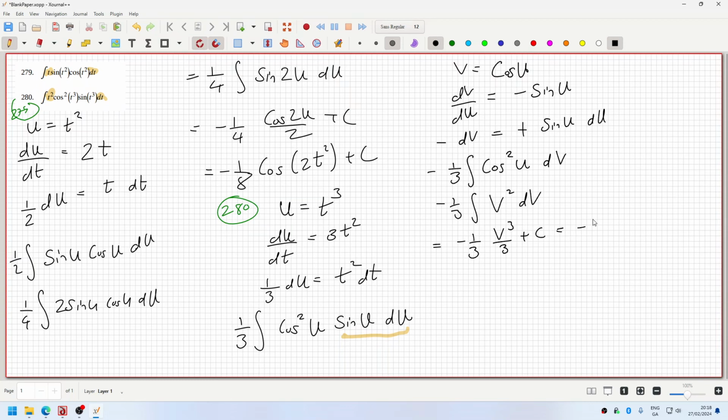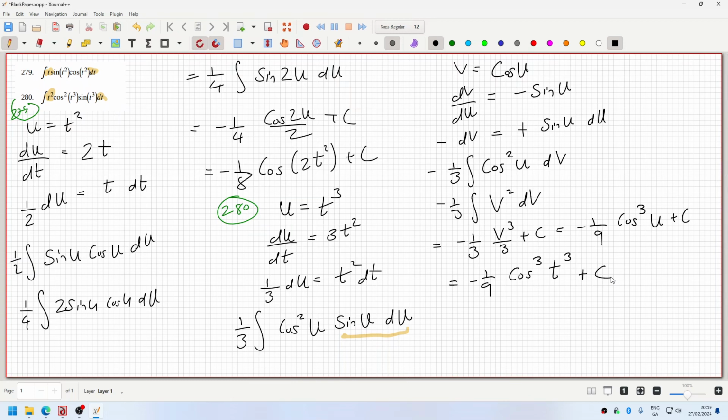which would equal minus 1/9 cos cubed u plus c, because v is cos u. So that's cos cubed u, but we said u is t cubed, so that's cos cubed t cubed plus c.